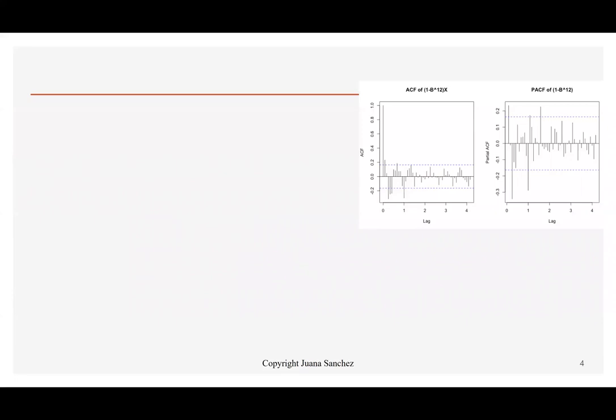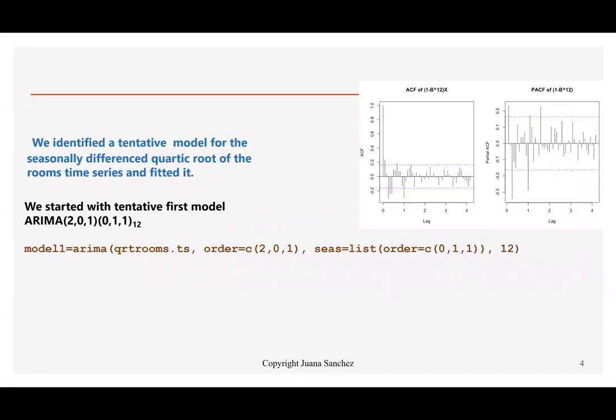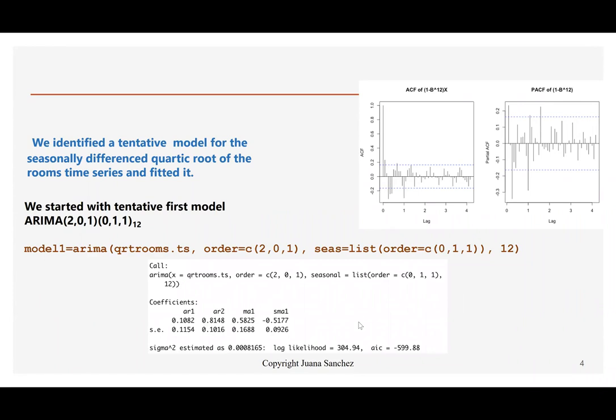Let's start by remembering what we did in the last lesson. We identified a tentative model for the rooms data set, and the model was for the seasonally differenced quartic root of the rooms time series. So we pre-transformed, and then we took seasonal differences. We wrote this model in ARIMA notation, and then we used the R code to translate this language into executable code that gives us the estimated model. And this is the estimated model, right?